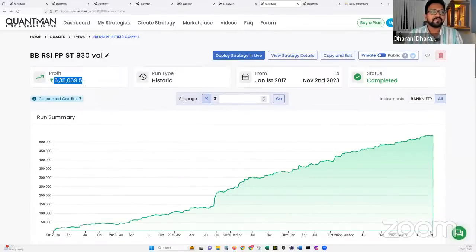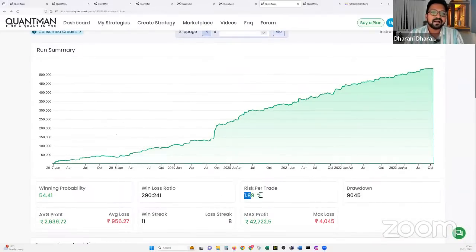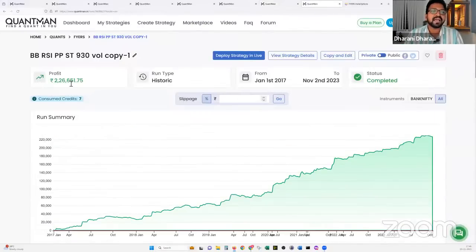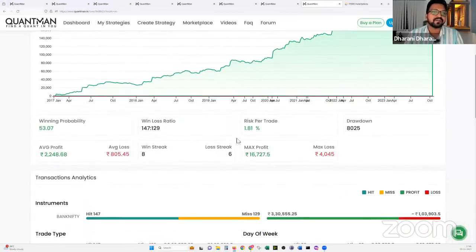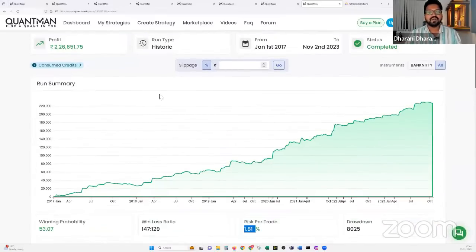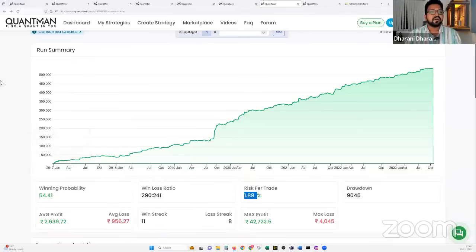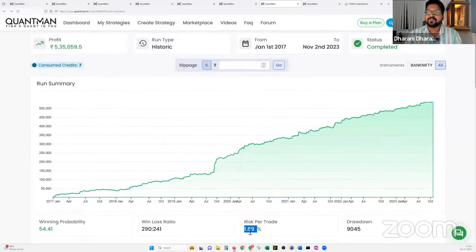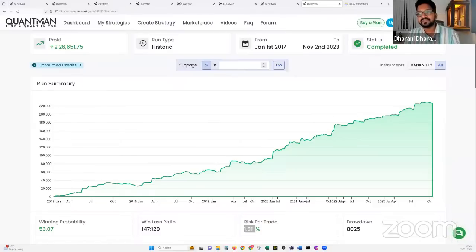5 lakhs, 5 lakh 35,000 rupees of profitability, and RPT is 1.89. Here, 2,26,000 rupees of profitability, 1.81 RPT. Which one is best? 2 lakh with 1.81 or 5 lakh with 1.89? Exactly, 1.89. That's awesome, guys. Now let me help you understand one more thing.